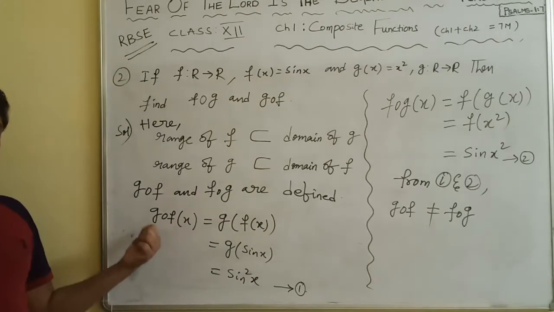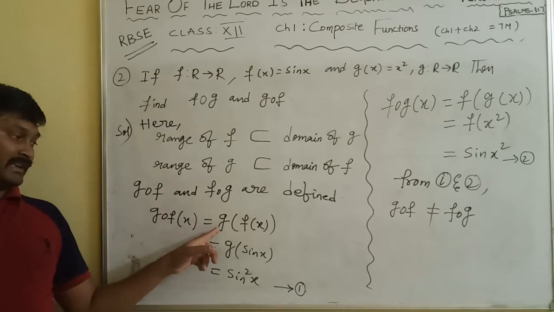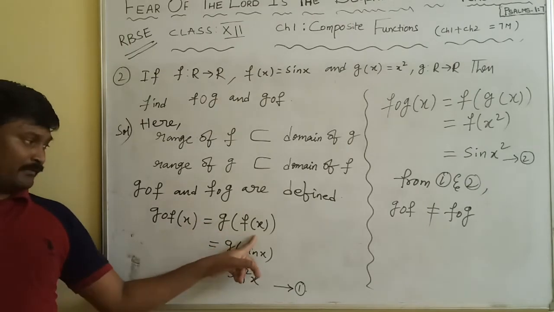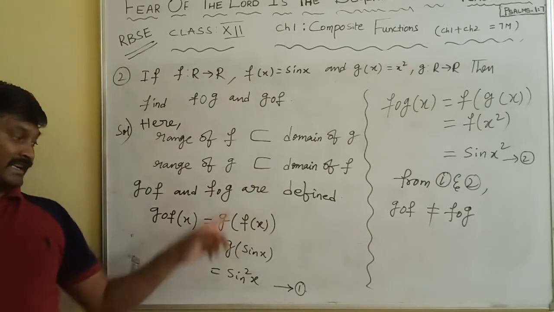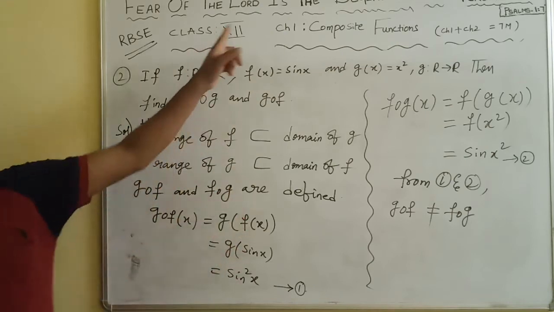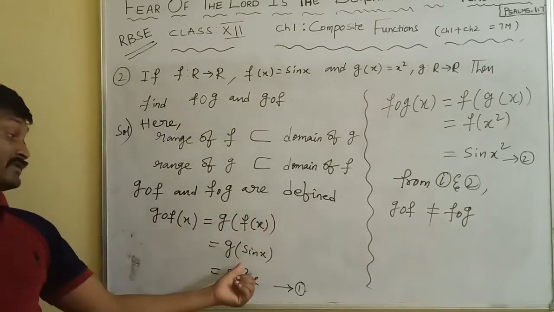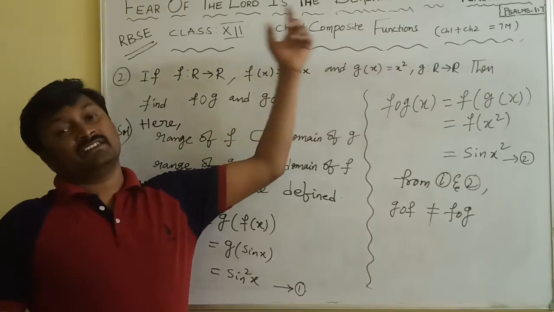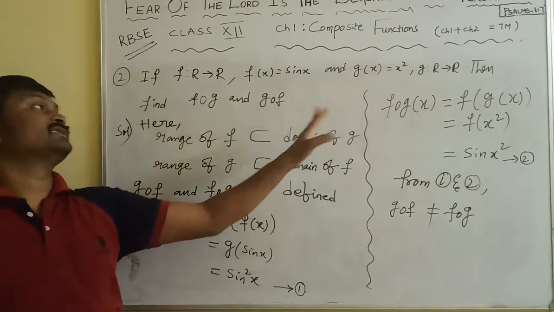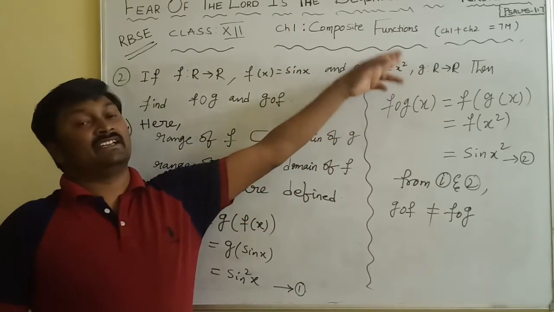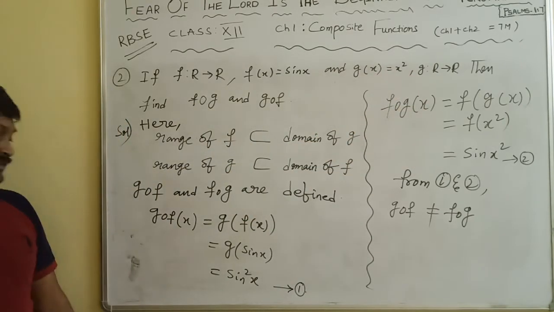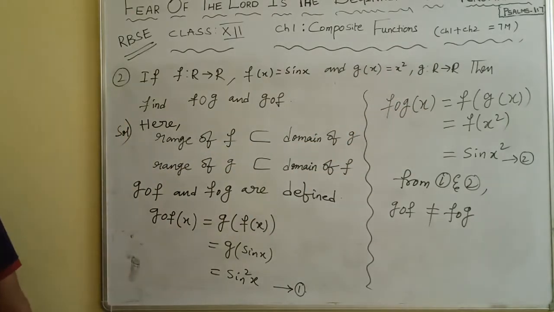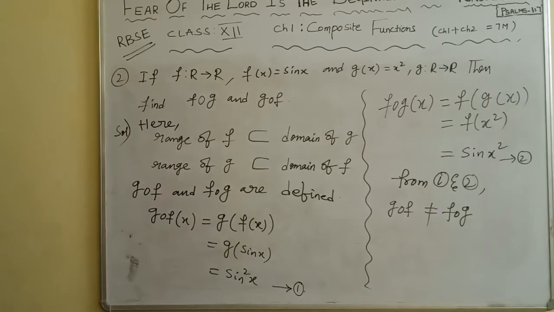After defining, G circle F of x, we can write it as G of F of x. The value is sin x, and G of x means x square, so G of sin x means wherever x is there you need to substitute sin x. So when you substitute sin x, sin square x happens. Very simple, just substitute and get your answers. That is about your second.